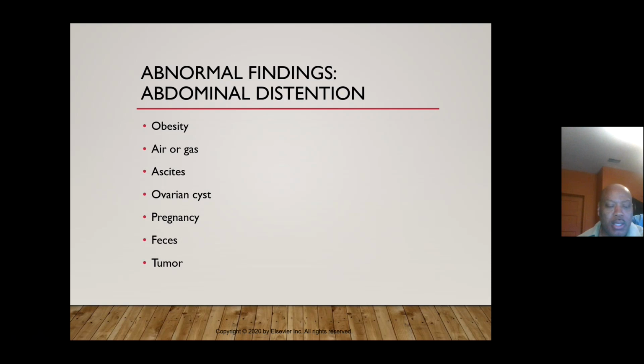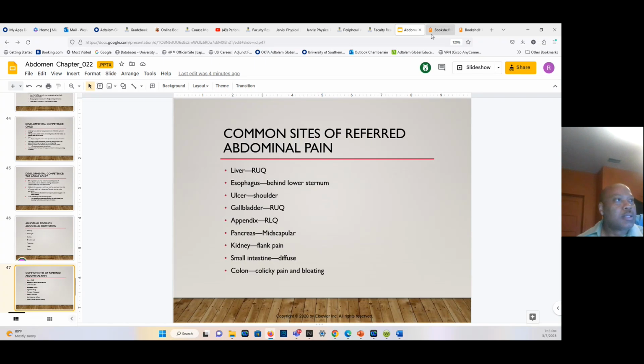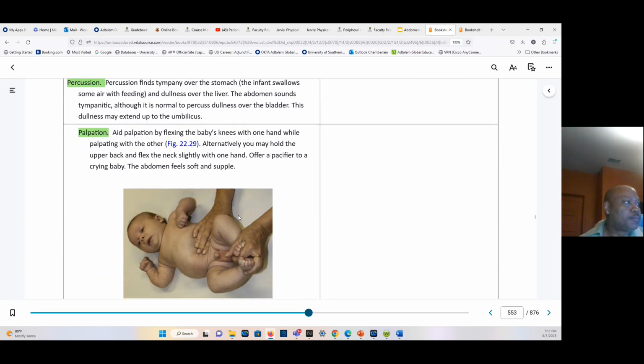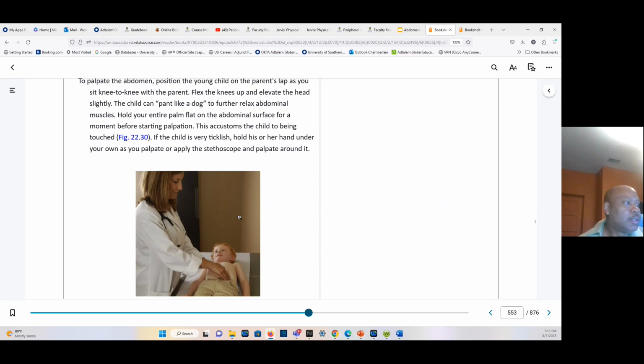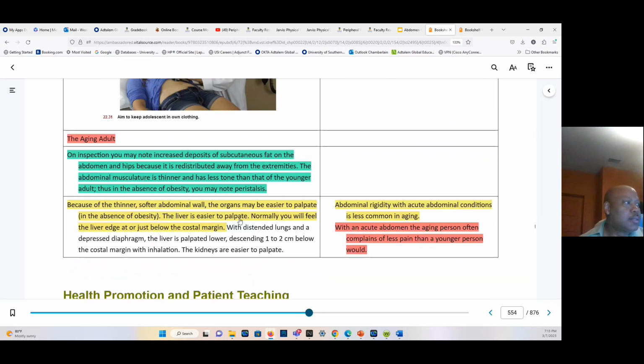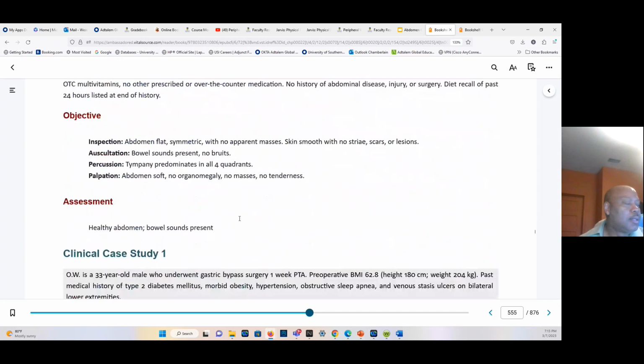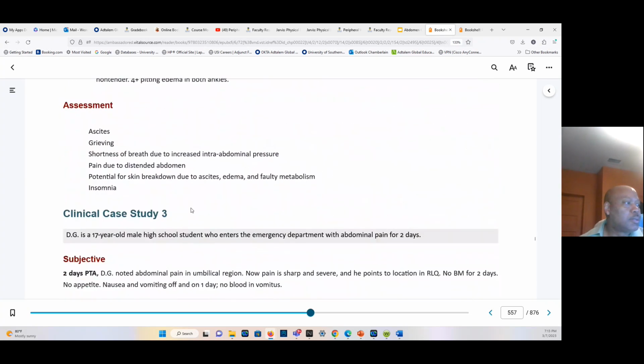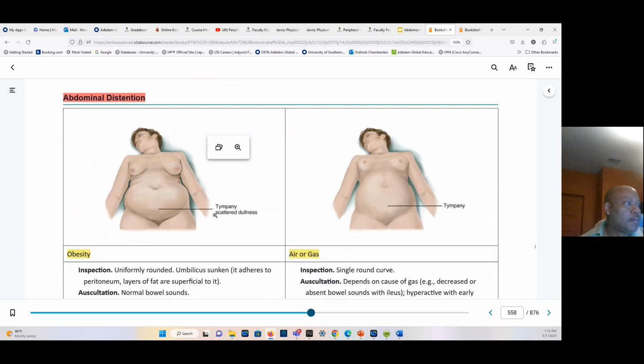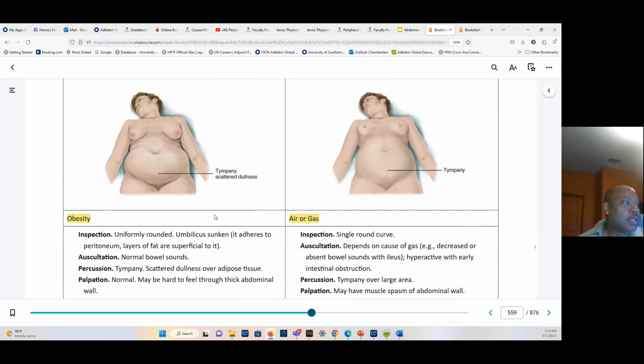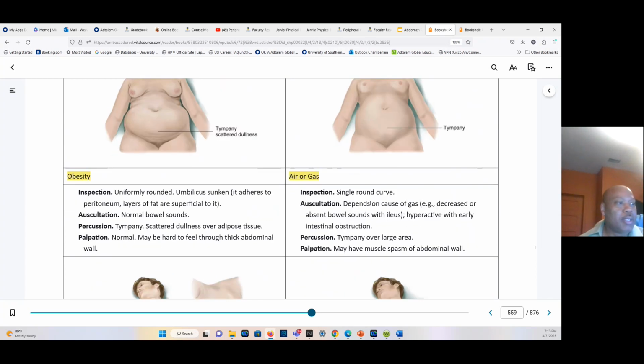I think that might be in table 22.1. Let me see if I can bring that up. I really like the way they laid this out. Let's see. It's kind of down here a bit. Yeah, so, for example, let's go over here.